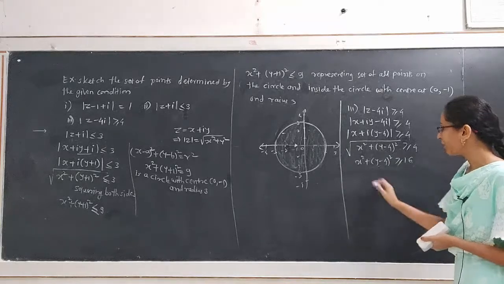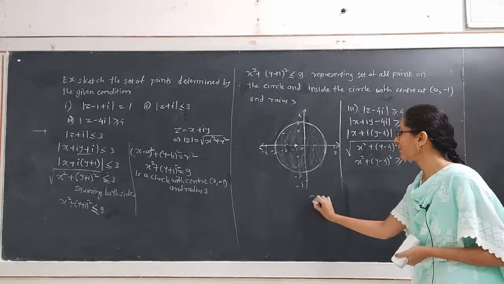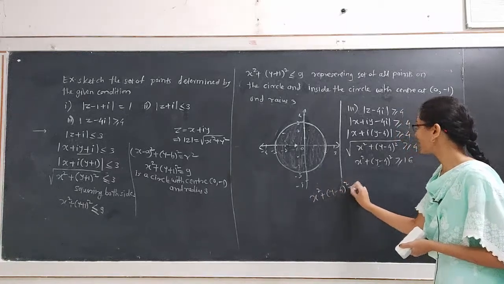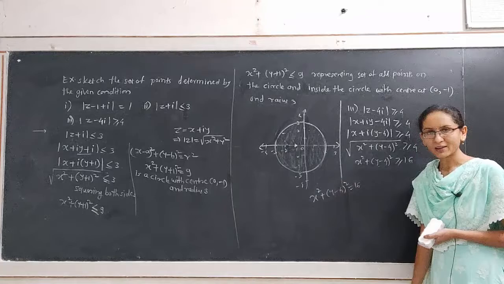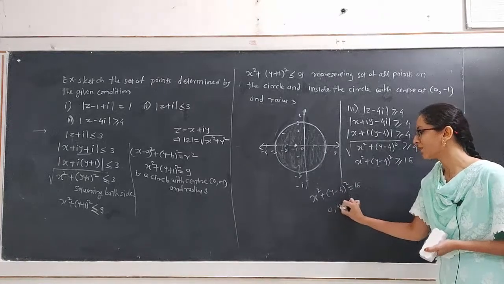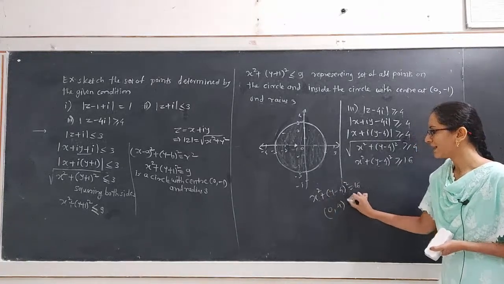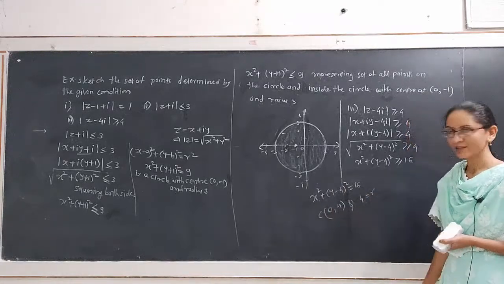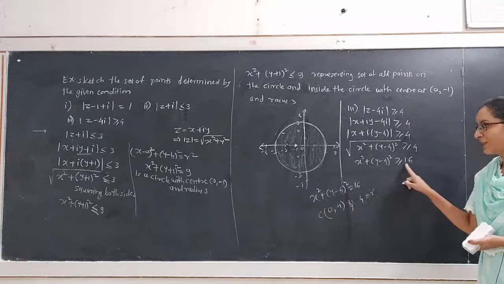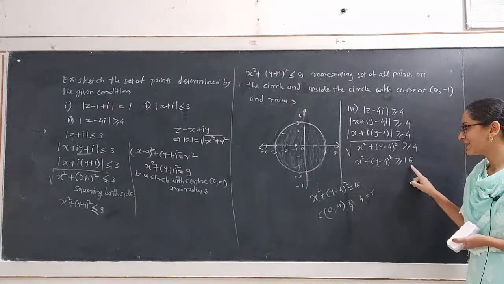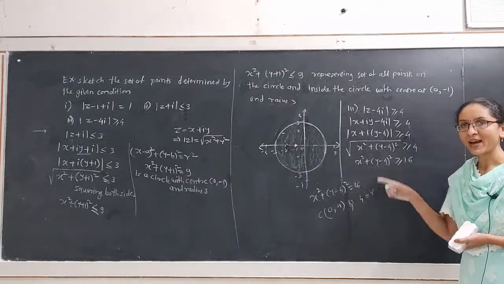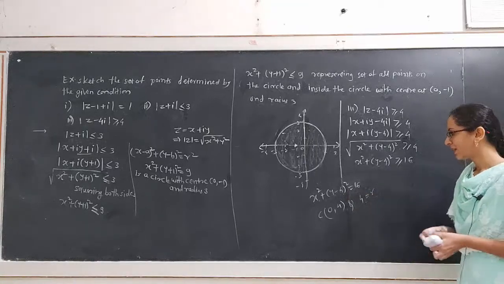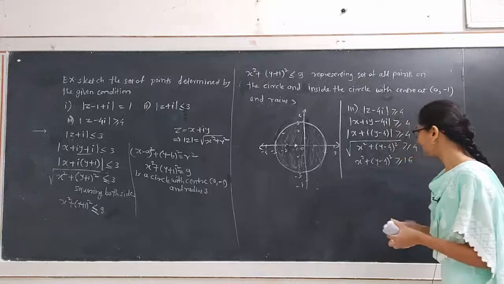Hence, what does the equation represent? x square plus y minus 4 square equal to 16 is a circle having center at (0, 4) and radius 4. The r value is 4, this is the center of the circle, and the sign is greater than or equal to. So this equation represents the set of all points which lie on this circle as well as outside the circle.